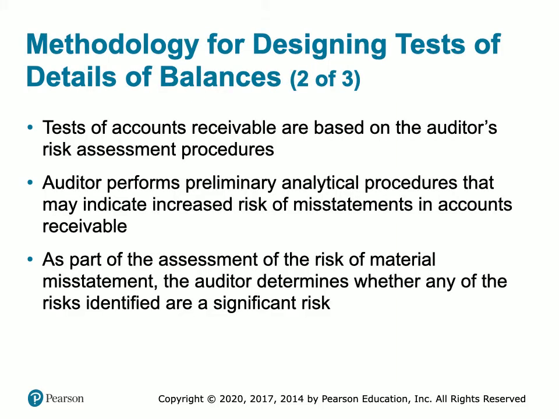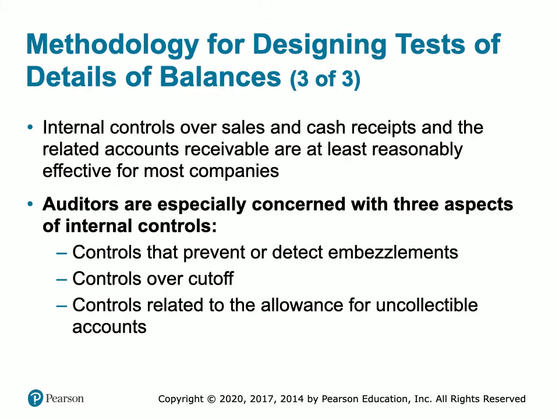So you test based on your risk assessment procedures. You do analytical procedures to determine where risk of misstatement may be in accounts receivable, and then you've got to evaluate whether there's significant risk. The presumption is there is risk in revenue recognition, which means there is risk in accounts receivable. More risk in revenue recognition than accounts receivable, but still accounts receivable falls out of revenue recognition, and therefore it is a higher risk account.